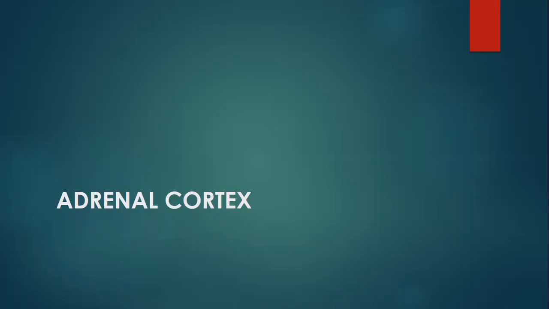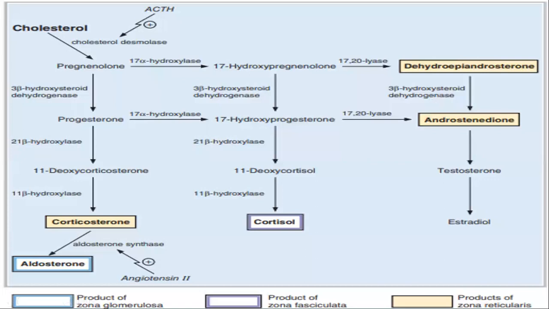Okay, so let's discuss first the adrenal cortex. I've mentioned already that the adrenal cortex takes part in steroidogenesis, producing glucocorticoids, particularly cortisol, mineralocorticoid, particularly aldosterone, and androgen precursors, DHEA, or dihydroepiandrosterone, and androstenedione, which are actually precursors for your sex hormones.